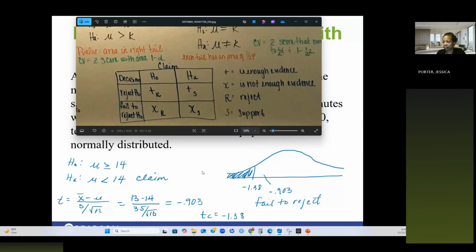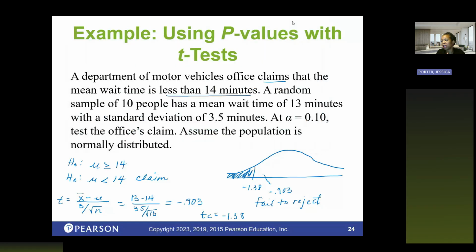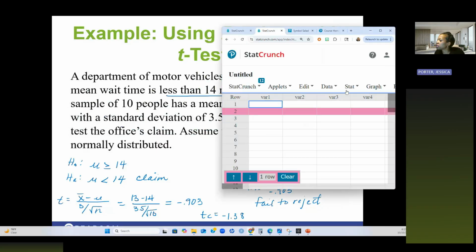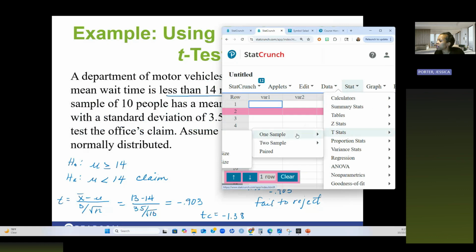It's okay. And you know how to do this by hand for the most part. Again, when we use this method of drawing the graph and checking the rejection region, we haven't calculated the p-value of negative 0.903, but we could do that with technology. But let's do StatCrunch to check out our solution. Stat, T-stat, one sample with summary.